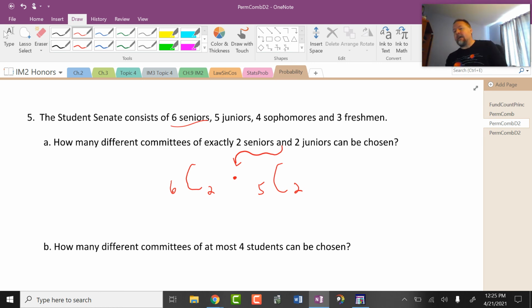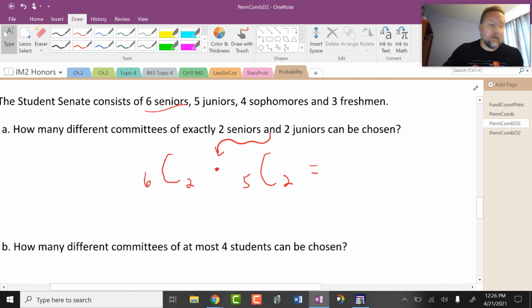All right, especially when the order doesn't matter. Why doesn't the order matter again? Because you're just on the committee. You're not assigned any treasurer, president, vice president. You're not assigned any specific roles. So when I choose these two, it doesn't matter the order that I choose the two. C order doesn't matter.